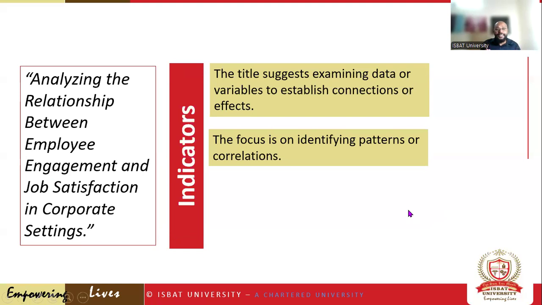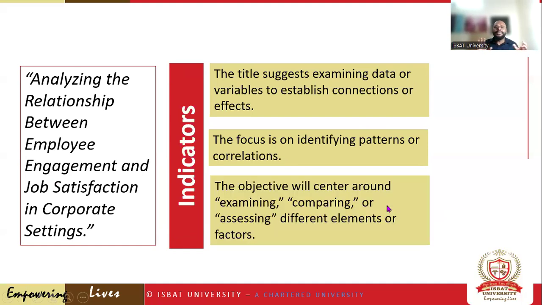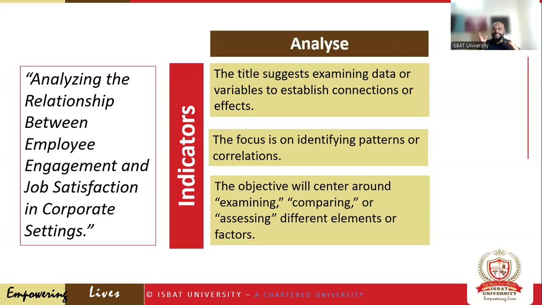Then here, the researcher is more focused on identifying the patterns, the correlations. And the last one, the objective will be more on examining, comparing, and assessing different elements of the factors in employee engagement. So definitely we can see these indicators tell us the research objectives will be more focused on analysis.